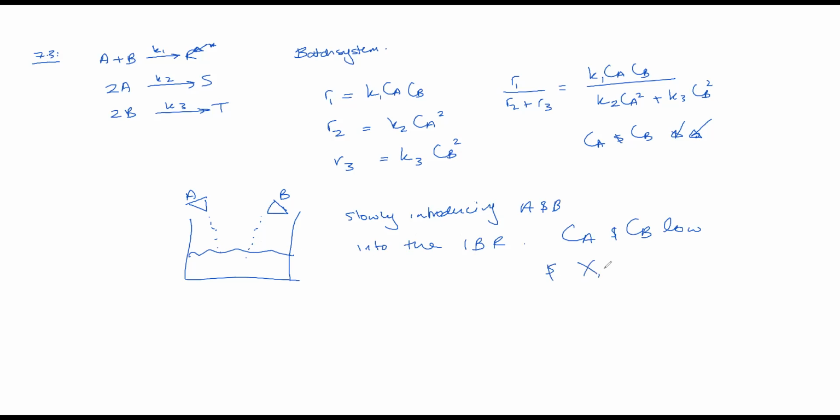And as well, Xa and Xb will be high, right? Because they're introduced in small amounts, they react immediately, so the conversion will be very high in this case. And this is really the mixing strategy you have to go for. Okay, let's move on. Let's have a look at 7.4.